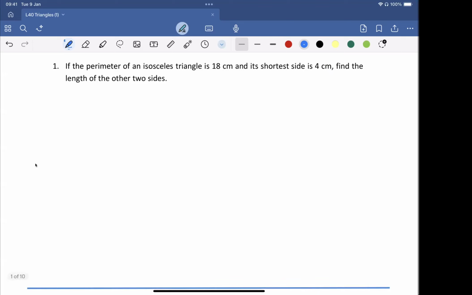The perimeter of an isosceles triangle is 18. So let's draw an isosceles triangle again. They say that the shortest side is 4 cm. Since it is isosceles, these two sides must be the same. Find the length of the other two sides. So just find the value of x. Students, what is the value of x? Type your answer in the chat now.